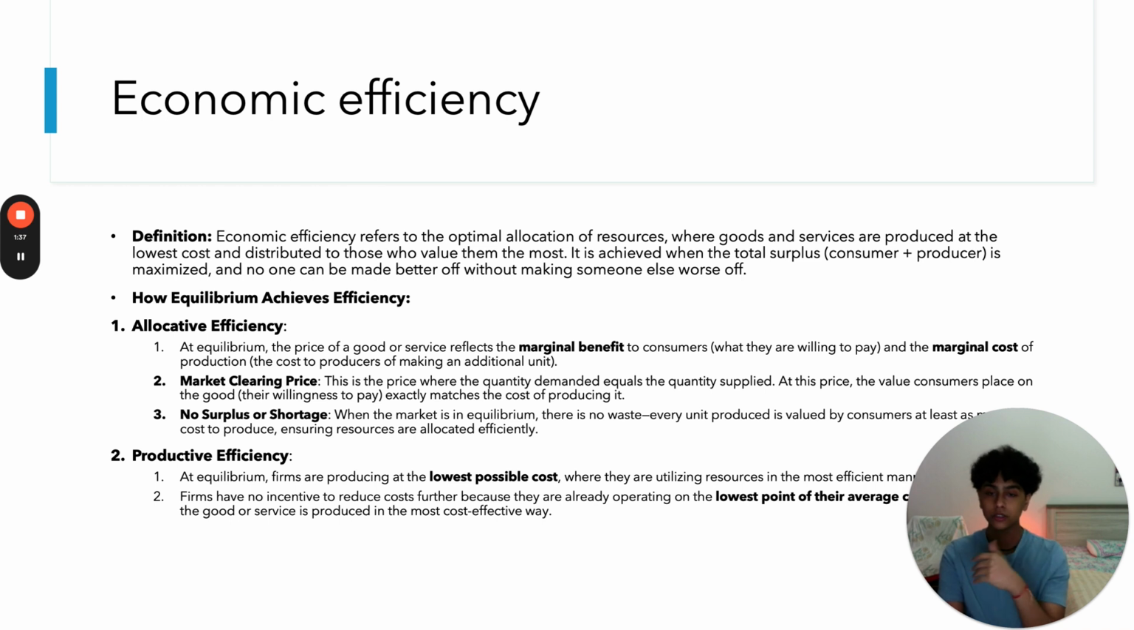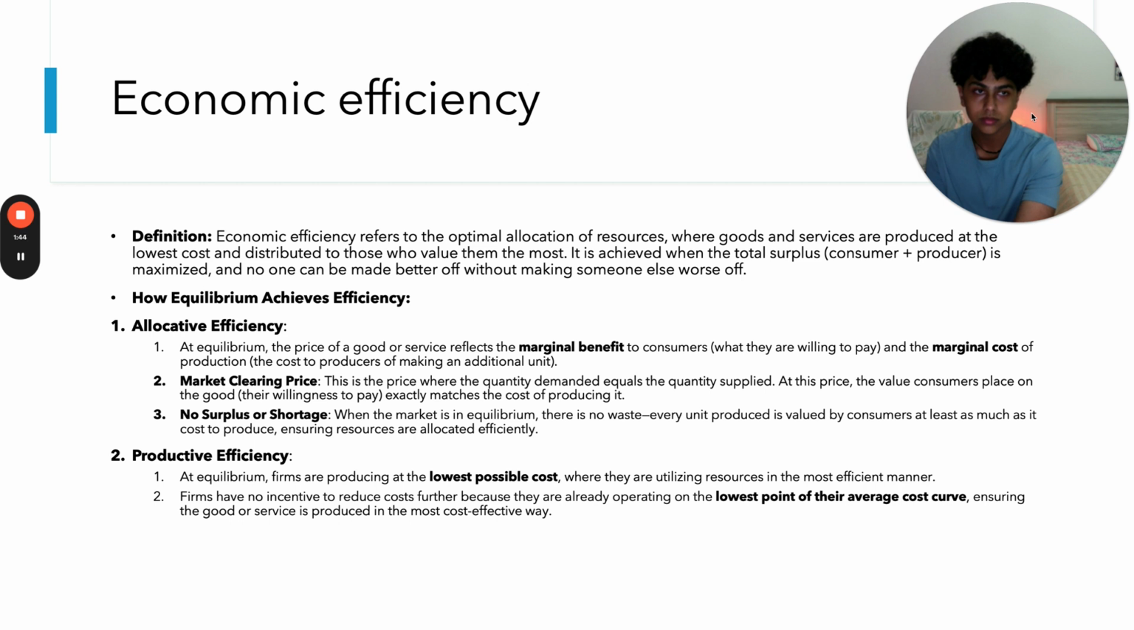At equilibrium, firms are producing at the lowest possible cost, where they're utilizing, and let me move this up so you can read this, where they're utilizing their resources in the most efficient manner. And firms have no incentive to reduce costs further because they're already operating at the lowest point of their cost curve, ensuring that the good or service is produced in the most cost-effective way.